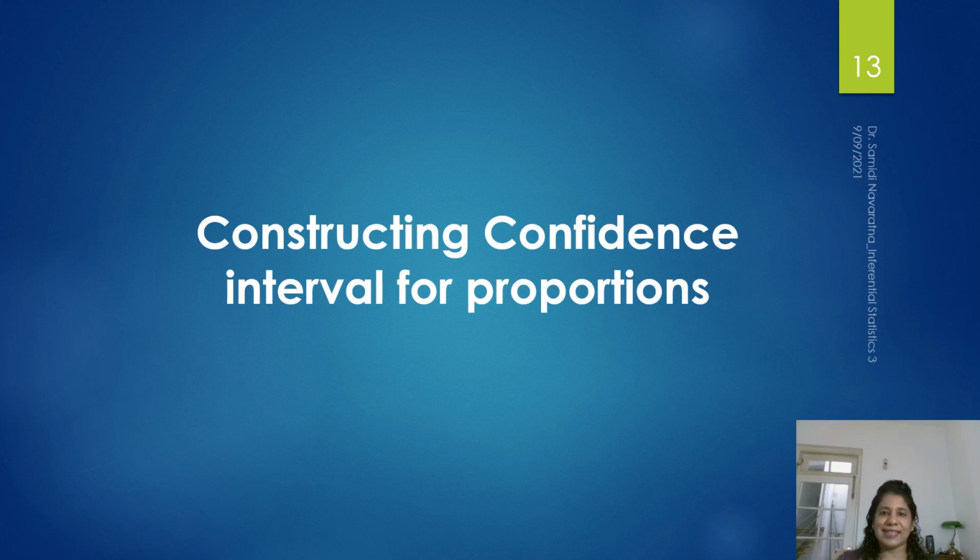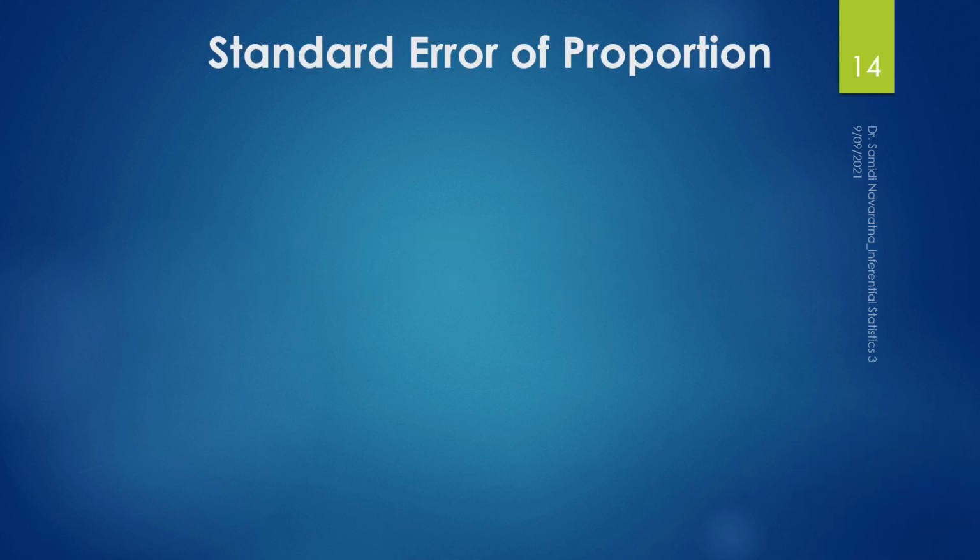Similar to constructing confidence intervals for means, we will try to learn to construct confidence intervals for estimation of a proportion and for estimating a difference between two proportions. As you already know, standard error is needed for calculation of confidence intervals. Let's see how standard error is calculated for proportions.